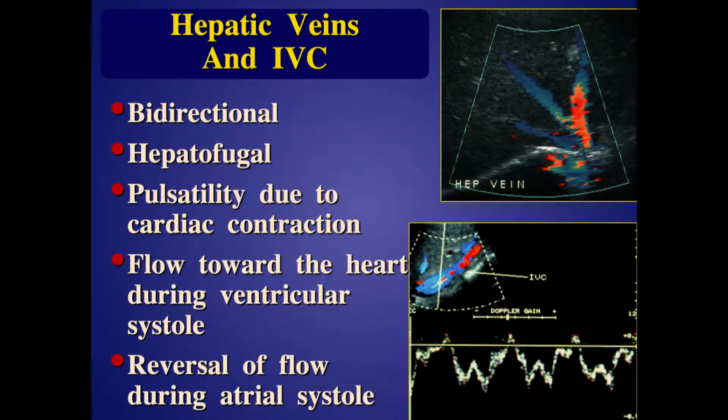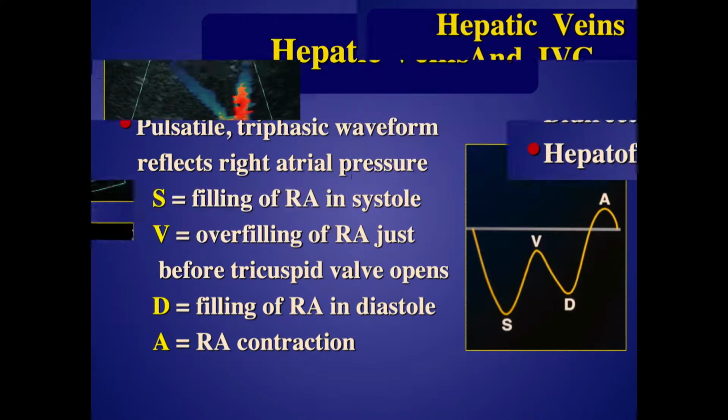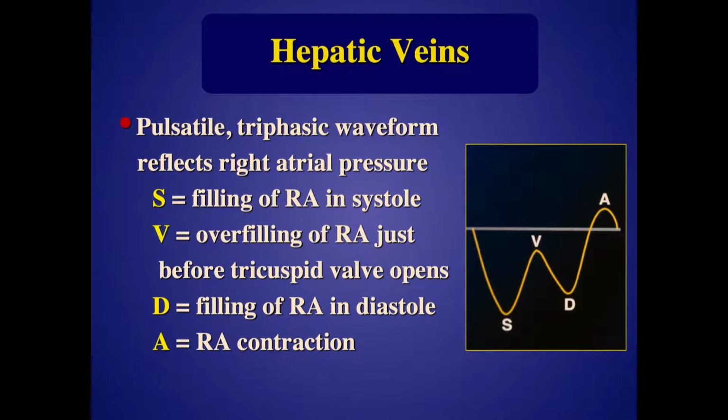And we get reversal of flow during atrial systole. We can break it down very simply by looking at this W pattern. This is the normal configuration of the waveforms we see from the hepatic veins and the IVC. Pulsatile, triphasic, reflecting right atrial pressure.